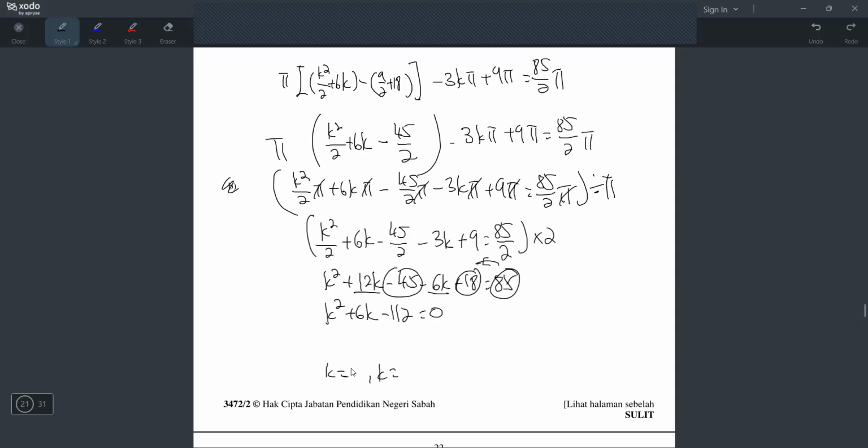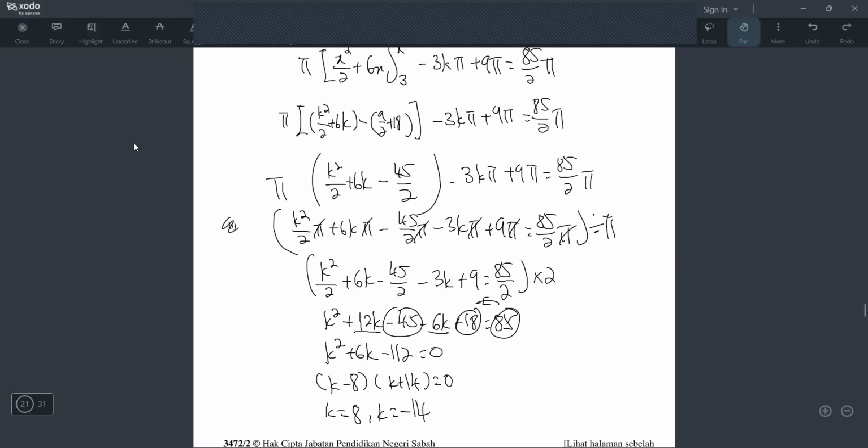Okay, let's press. So what is the A? The A you will press 1, the B you will press 6, the C you will press negative 112. Okay, my calculator gives me 8 and negative 14. So my first answer is 8, negative 14. And make sure you leave one new line to write, because this one you have to write in brackets. If k is positive 8, it's k minus 8. If k is minus, it becomes k plus 14. Right? So these are the two answers.